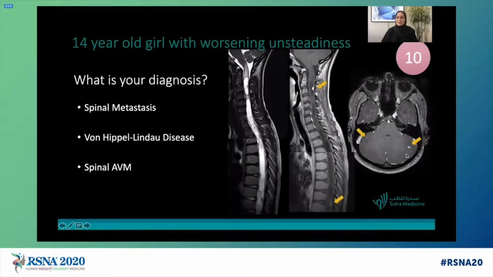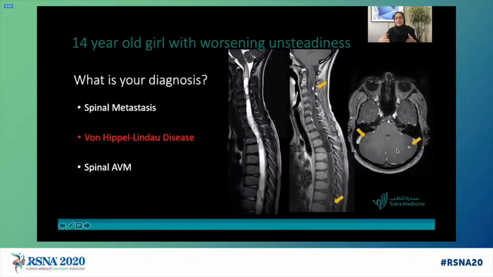What do you think is the diagnosis? Is it spinal metastases? Is it von Hippel-Lindau disease? Or is it a spinal AVM? I'm sure most of you got it correctly. It is von Hippel-Lindau disease, and these are all multiple hemangioblastomas.